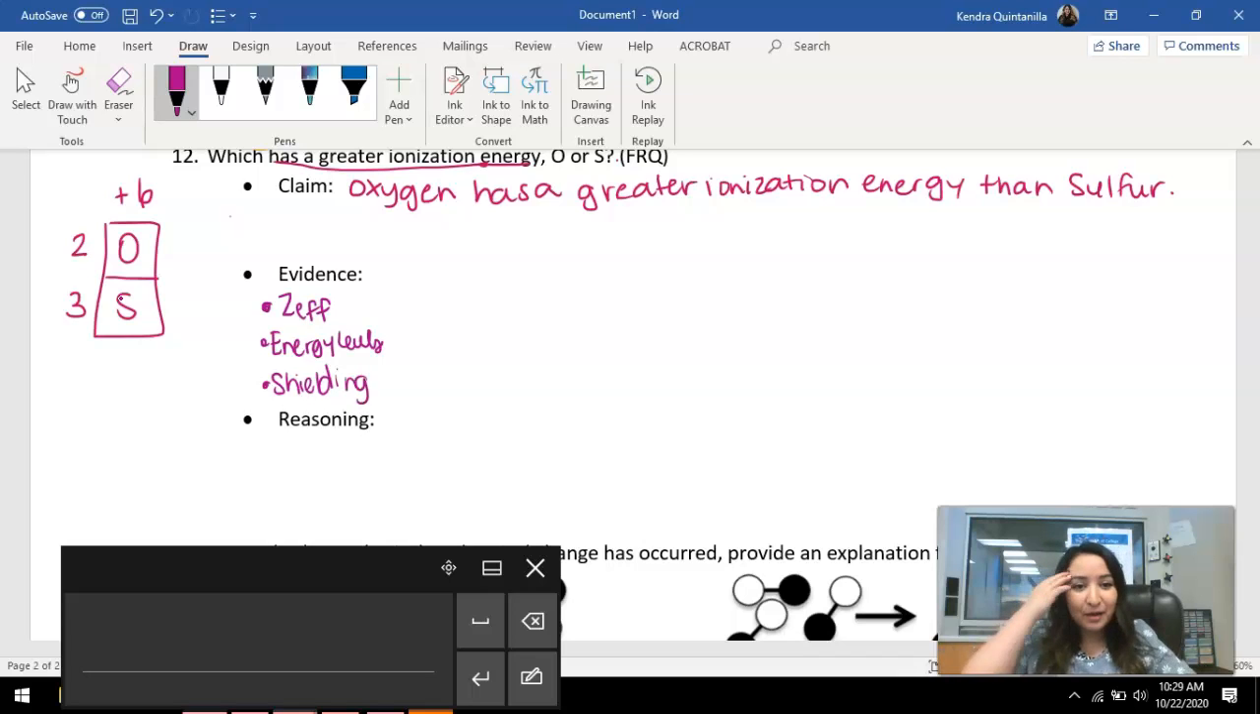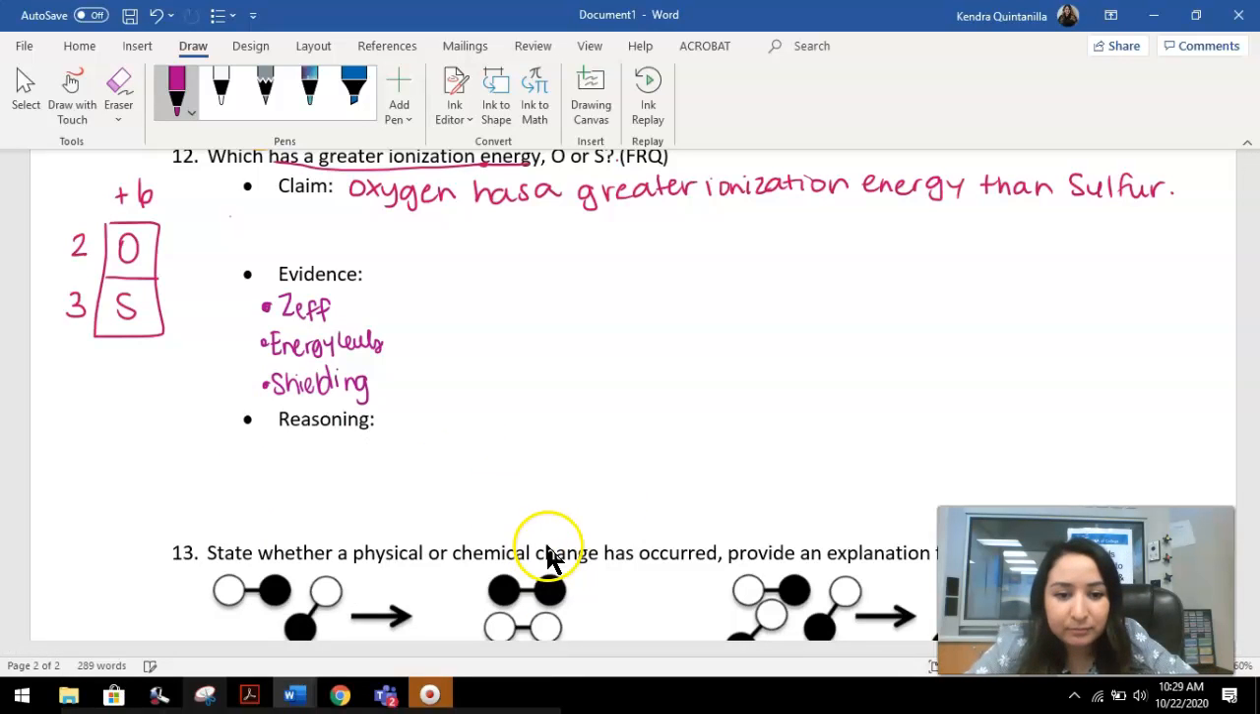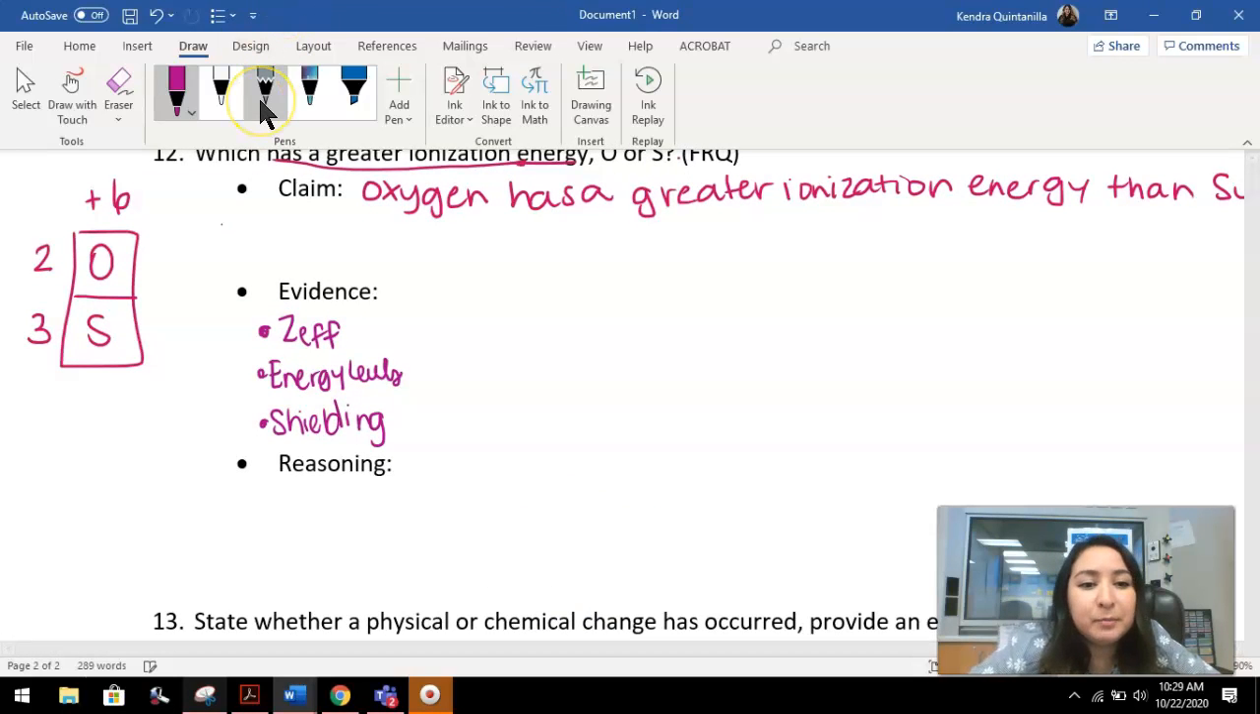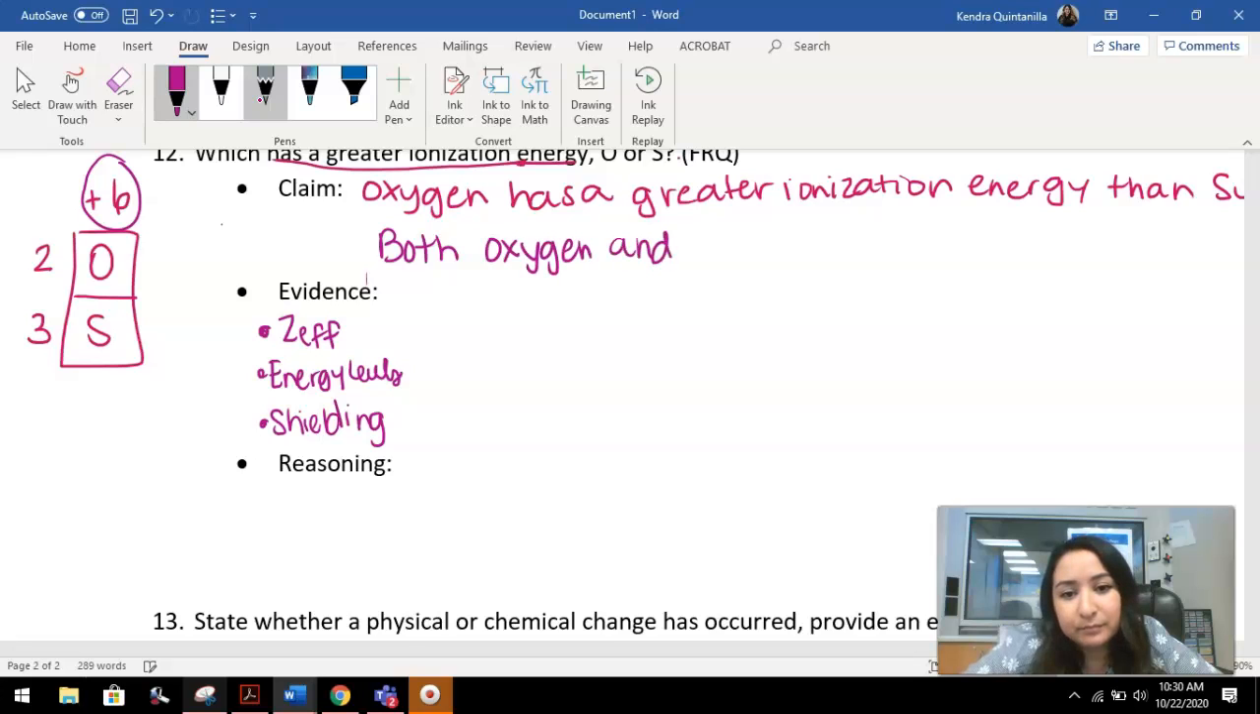So for the ZEF, which is your effective nuclear charge, I'm going to go ahead and zoom in a little bit. There you go. I'm going to write it a little bit more on top. That way we have more space to write everything else. It is what column they're on. The ZEF is the proton pulling power. So because I noticed that oxygen and sulfur were both on the same column, they both have an effective nuclear charge of 6. So you're going to write that. Both oxygen and sulfur have an effective nuclear charge.